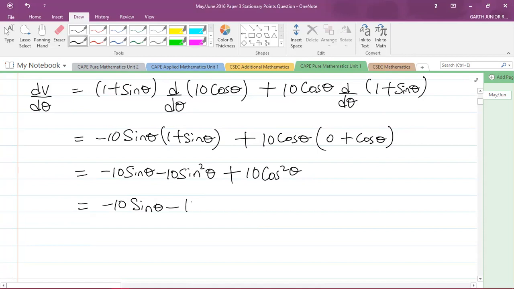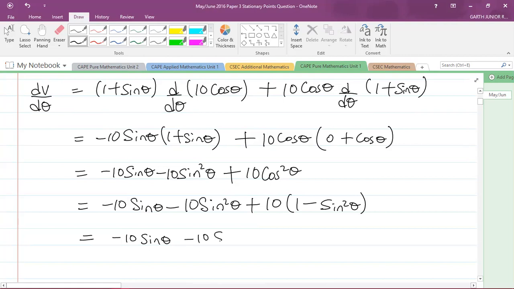All right, minus 10 sine squared theta plus 10, and we're multiplying that by 1 minus sine squared theta. Everybody should know that identity by now. All right, so I'm now going to simplify everything. So I now have negative 10 sine theta, all right, minus 10 sine squared theta. 10 multiplied by 1 is 10, and 10 multiplied by negative sine squared theta is negative 10 sine squared theta.